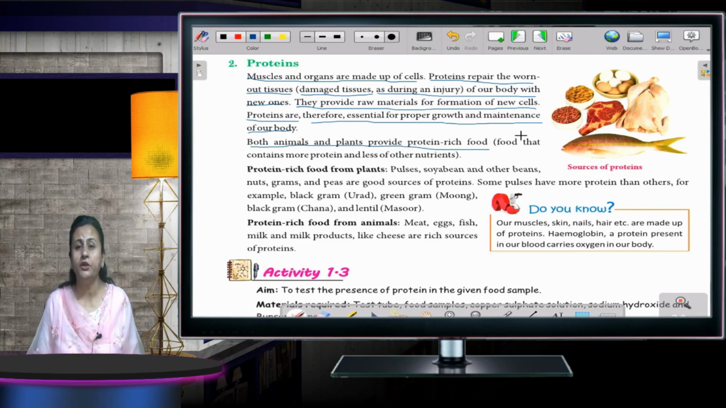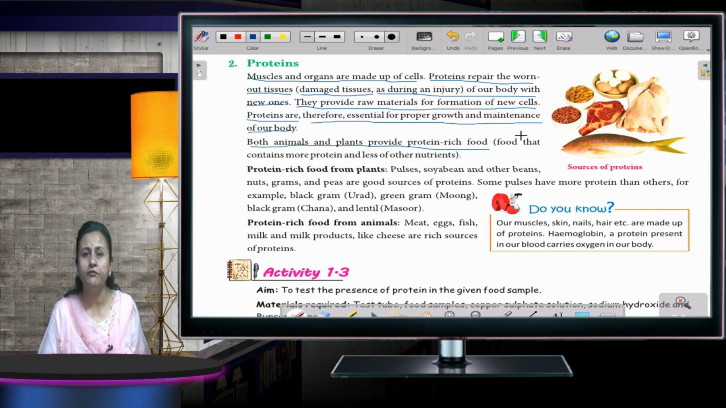Where do we get the protein-rich food? We get the protein-rich food either from the plant or by the products of the animals. Like we take fish. If I talk about fish, from the plants we get cereals, pulses and all. These are the different sources of proteins. Proteins help in the repair of the cells.